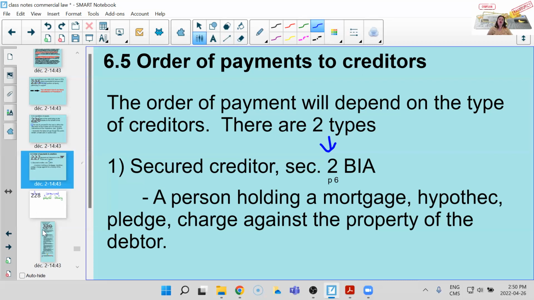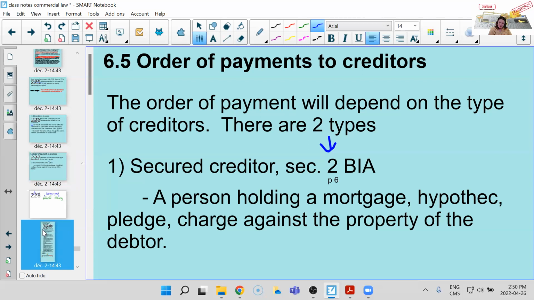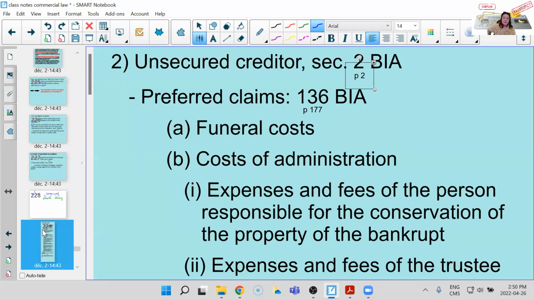Then we go to a very long list, in the unsecured creditors, the preferred ones. Despite the fact that they're called unsecured, because it's not a mortgage, they do have a rank. Sorry, I was reading my slides at the same time. The rank is listed at section 136 of your BIA.